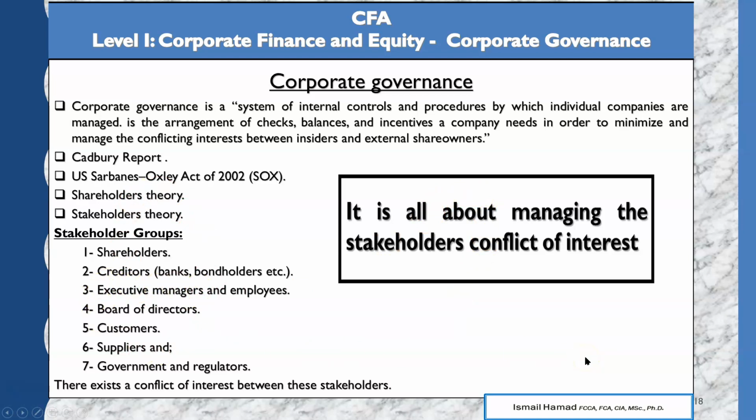This task is very difficult. But central to corporate governance is the behavior of managers and employees, because their behavior directly affects creditors, shareholders, customers, suppliers, government, every part, whether inside the company or outside the company. So the emphasis of corporate governance is the manager's behavior.